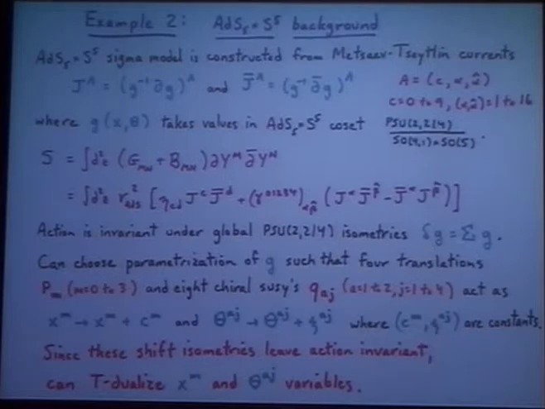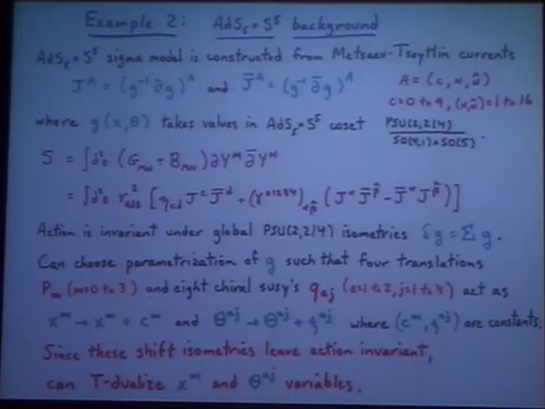And now it's convenient to choose a parameterization of G such that the 4 translations of Minkowski space P^M and the 8 chiral supersymmetries, so this PSU(2,2|4), of course, contains the N=4, D=4 superconformal algebra, and 8 of those generators are just the chiral space-time supersymmetries. So you can choose a parameterization such that these translations and 8 chiral supersymmetries just act by a constant shift.